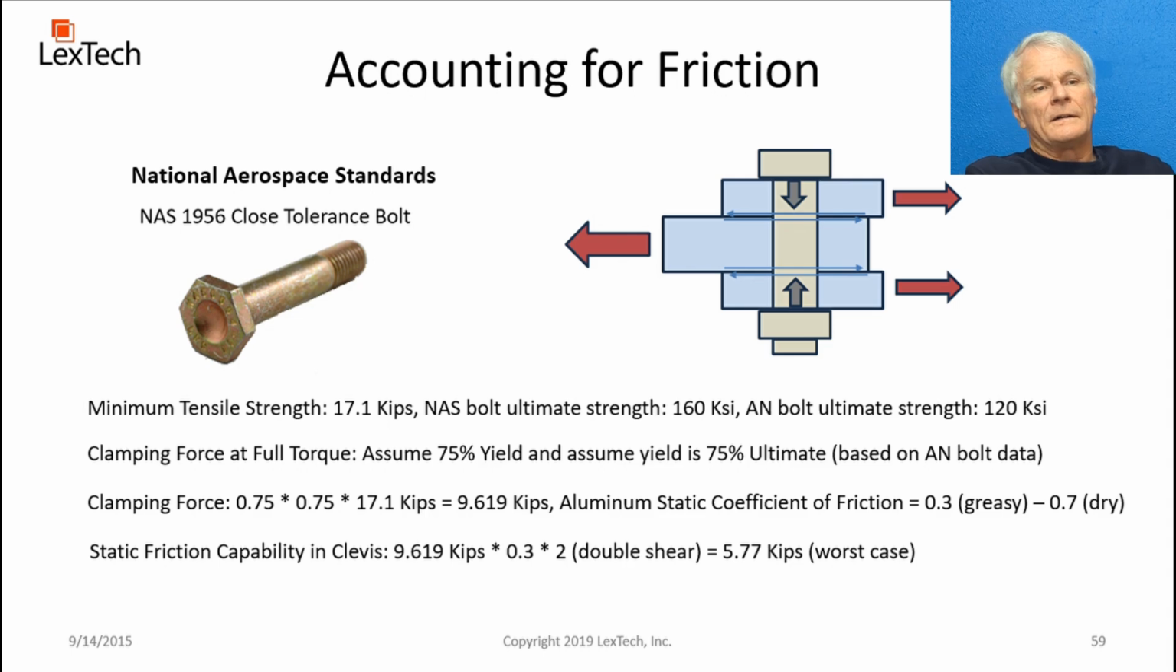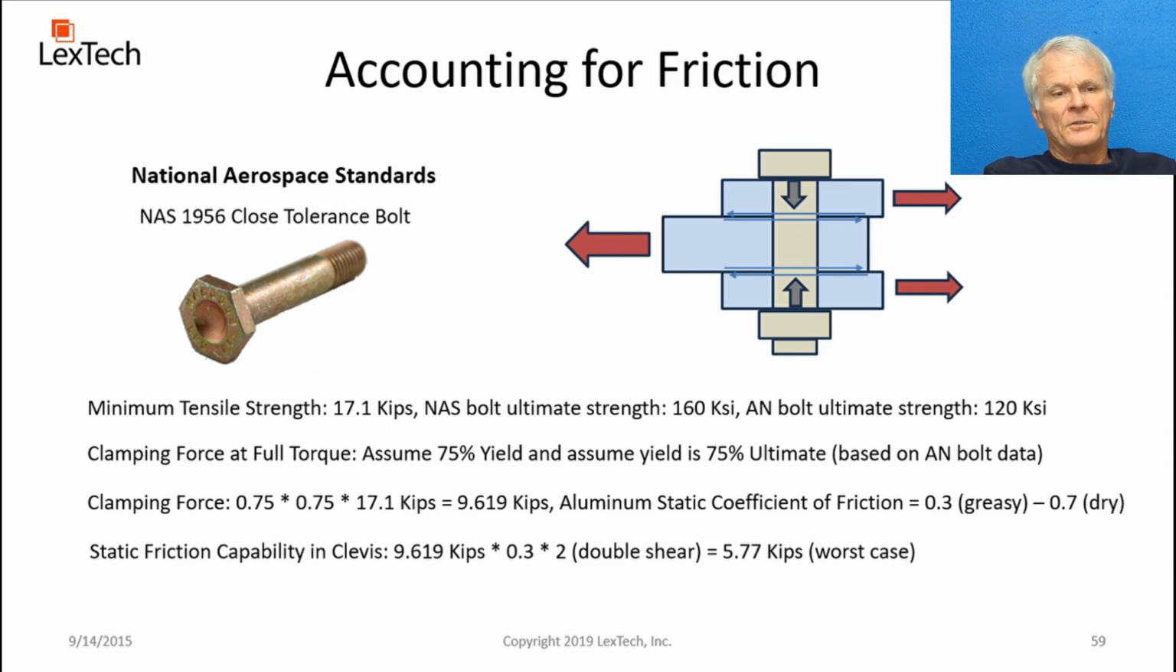Okay, finally, I wanted to talk a little bit about friction. In this case, when this airplane was put back together, I used NAS bolts, close tolerance bolts, because I knew this was going to be a critical area and I wanted to get the most life I could. So I used the NAS high strength bolt. It has a maximum tensile strength of 17.1 kips, and an AN bolt is not quite as strong, so I could torque that down pretty good.